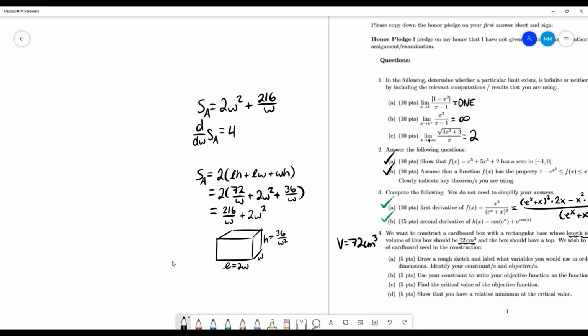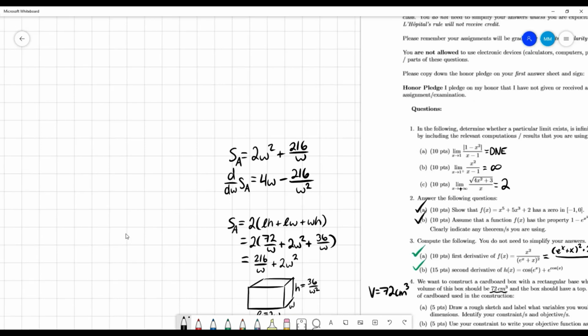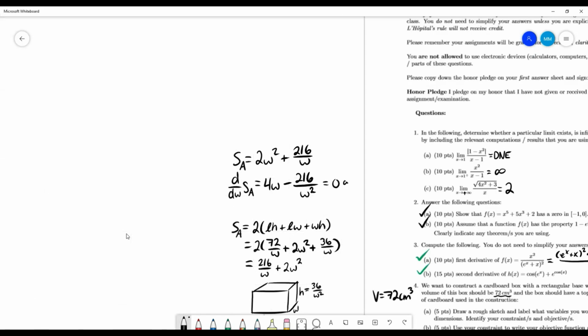So the derivative is going to be 4w minus 16 over w squared. Let's just work with the power rule. So now I'm going to set this equal to 0 to find those critical points. We need to manipulate this so that it equals 0. I'm going to add this to both sides, so it looks something like this. And now I'm going to multiply both sides by that.